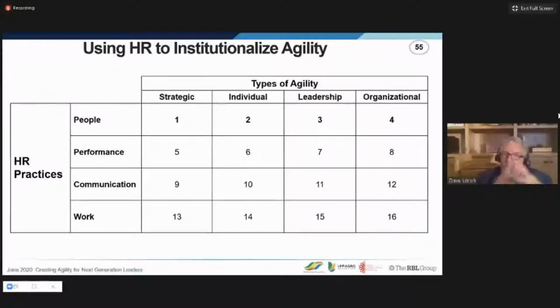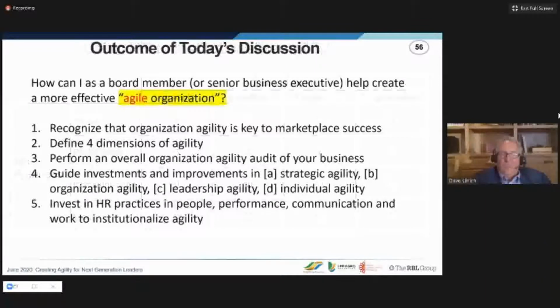You've done your assessment as a board member, and you're saying, we need to do a better job at leadership agility. Which people practices, number 3, 7, 11, or 15, could I work on to build leadership agility? Is it around people, hiring, promoting, training? Is it around accountability and performance management? Is it around communication or work? What could I do to build and sustain leadership agility? Or if my demand is strategic agility, that column, I could look at 1, 5, 9, and 13 and say, what can I do about people, performance, communication, work to drive strategic agility?